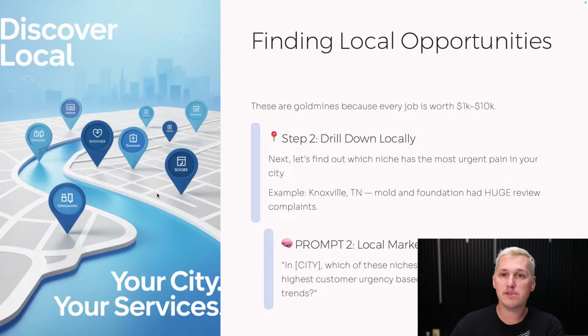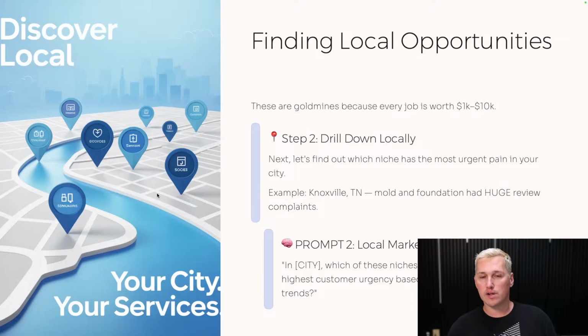Next up is finding local opportunities. These are gold mines because every job is worth $1,000 to $10,000. So step 2 is you want to drill down locally. We want to find out which niche has the most urgent pain in your city. So for example, Knoxville, Tennessee, mold and foundation had huge review complaints. So this is our next prompt.